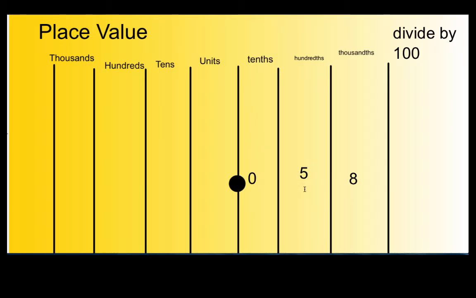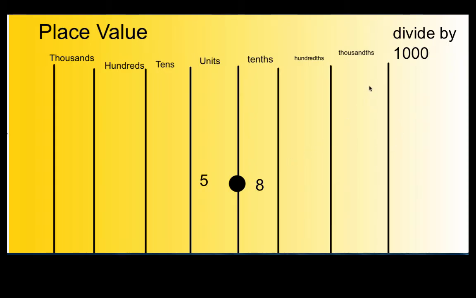If you've got a 5 here and an 8 here, you've got to have something between those and the decimal point. So your answer is 0.058. Which is really saying 0 tenths, 5 hundredths, and 8 thousandths.